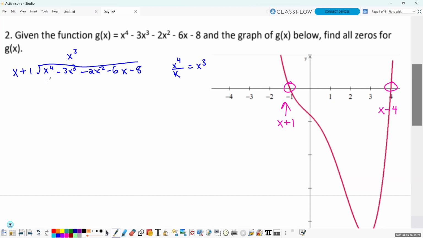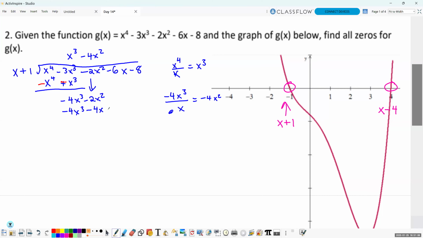Step 1, have a division thought. Step 2, multiply back. Step 3, subtract and bring down. So I'm going to change my signs. And -3 minus 1 becomes -4x cubed. And I'm going to bring down the -2x squared. Now I'm going to have a division thought. -4x cubed divided by x is -4x squared. I'm going to multiply back -4x squared times x, and -4x squared times 1.